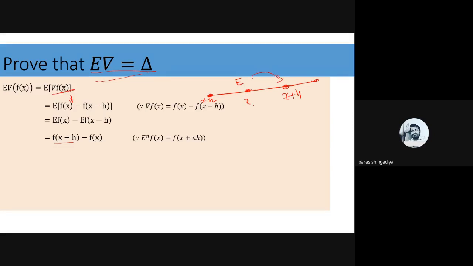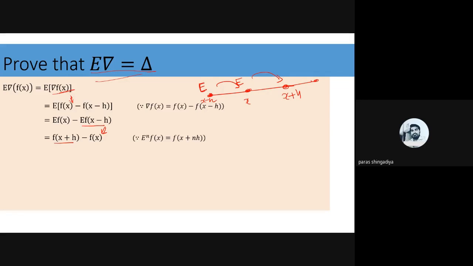That is the answer. You have to shift one step to the forward side. And here it is E f(x minus h). You are at the place x minus h, and you are applying the E operator to f(x minus h). So what is the next output after x minus h? It will be x here. So we will get f(x) as the answer of E of f(x minus h), because we are applying the shifting operator at the x minus h value.